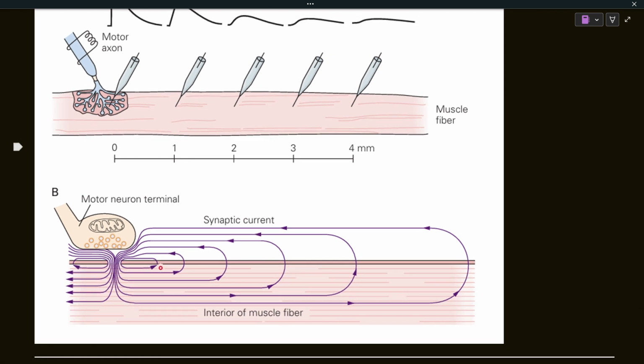because it is not an action potential, which has continuous conduction. It has decremental conduction. So the end plate potential shows decremental conduction. This also proves that it is a graded potential. It is a graded potential.